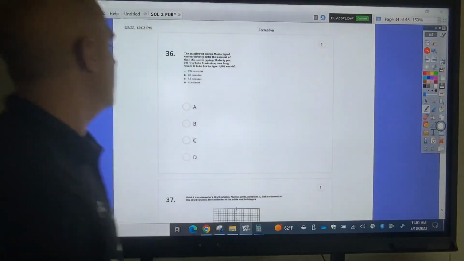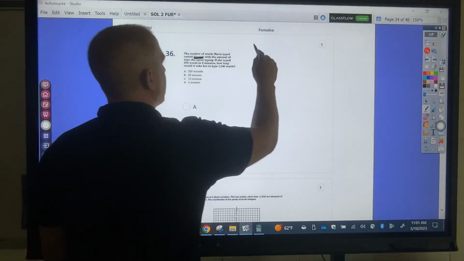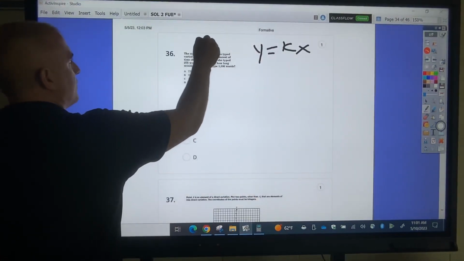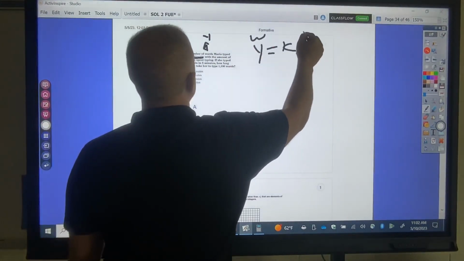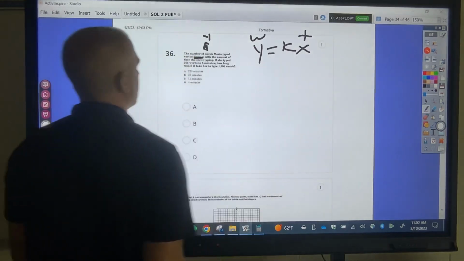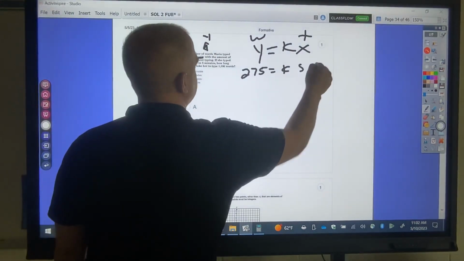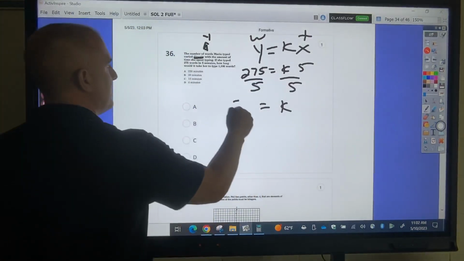All right? This is a variation. So if it's direct variation, that's y equals kx. Whatever is first, so words is first, that's going to be the y. So that's going to be words. All right, this is going to be time. So if she types 275 words in 5 minutes, I would divide by 5. Okay, I'm going to get k equals 55.